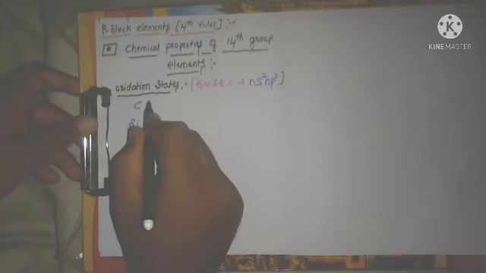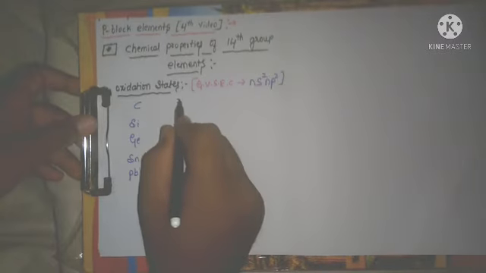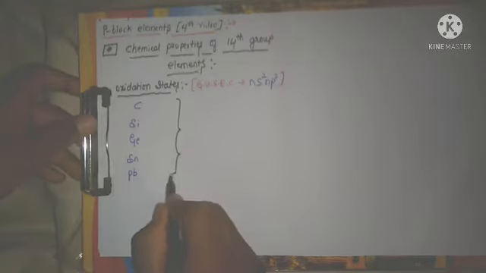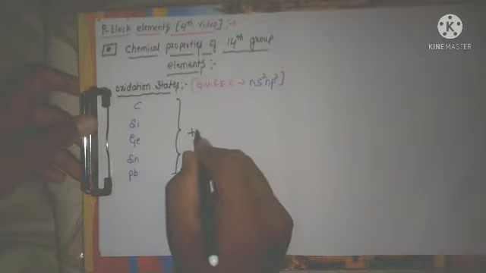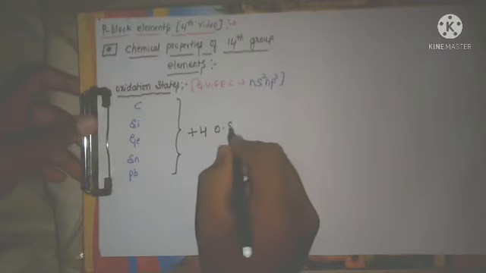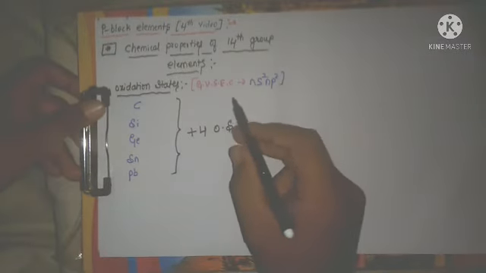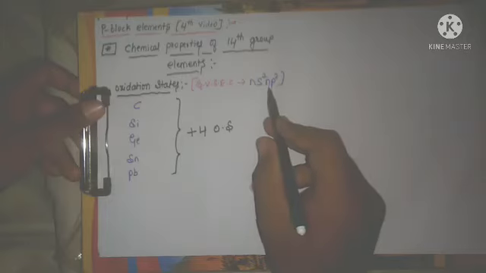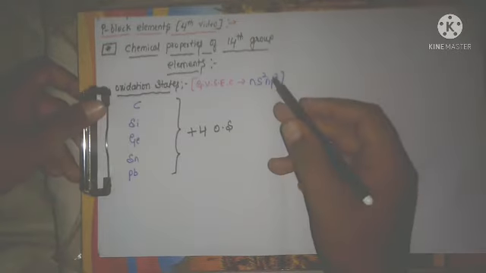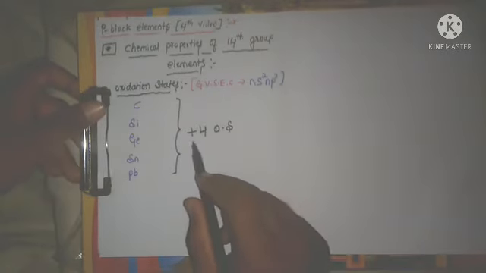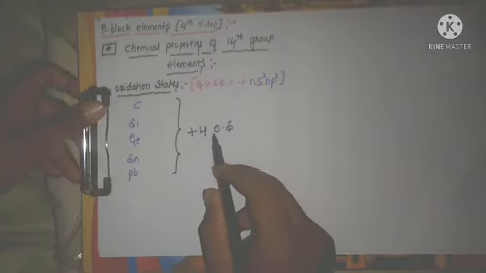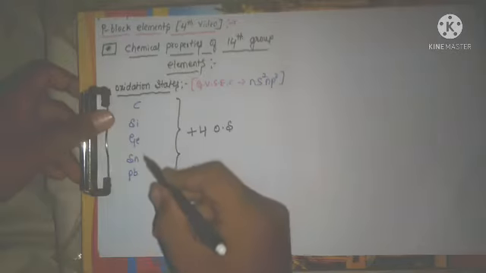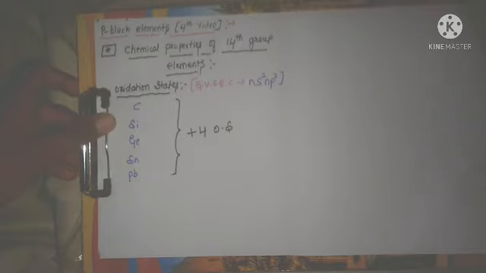Therefore, all these elements, carbon, silicon, germanium, tin, lead, can show the +4 oxidation state. If all the 4 electrons are involved in the bonding, then what will be the oxidation state? The +4 oxidation state will be shown by all the 14th group elements.